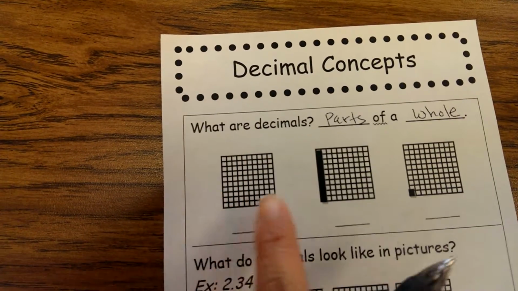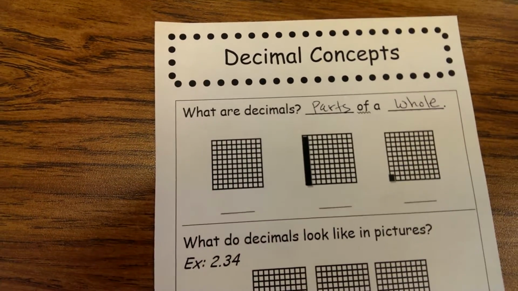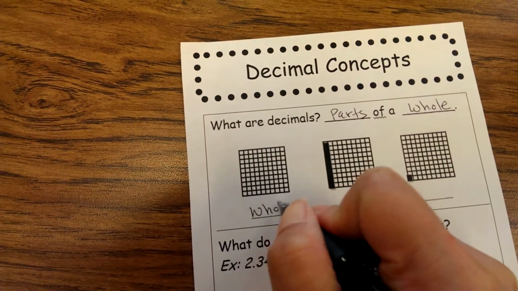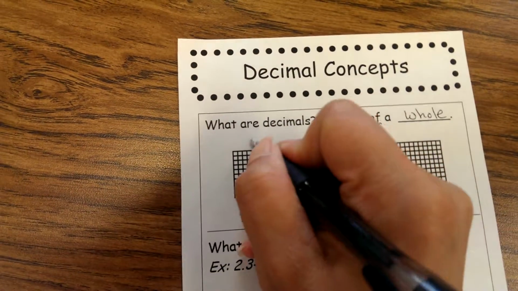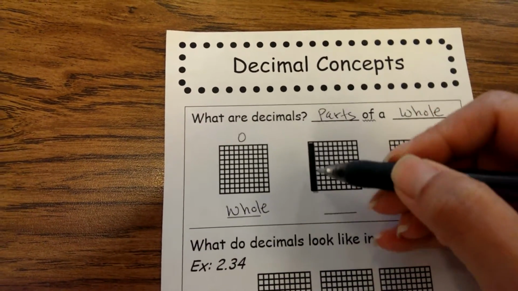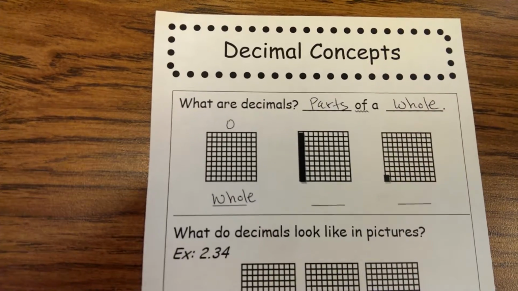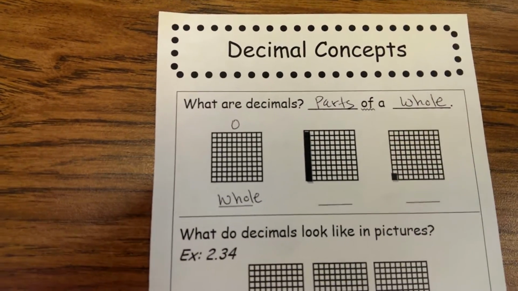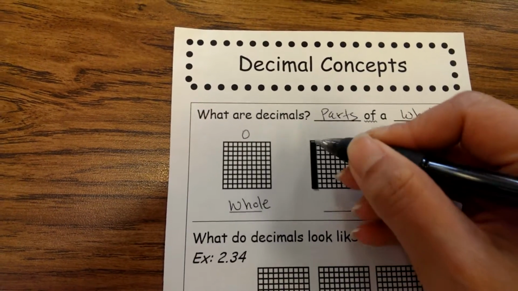Here, let's pretend this is your whole. Now wholes come in different shapes and sizes. So let's say this is our whole. And nothing is shaded in this whole right now, so there is 0, right? Now, if I were to shade part of this, okay, what decimal is shaded? Well, if you look at our whole, there's 100 pieces in our whole, and 10 of them are shaded.